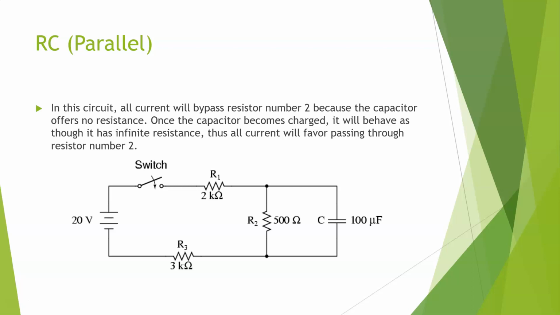Eventually, the resistance along the line with the capacitor will become so high that all current will favor going through R2 as opposed to through the capacitor. Now, once we have achieved that steady state, being when the capacitor no longer has current going through it, we open the switch. And that results in this half of the circuit essentially being nothing.